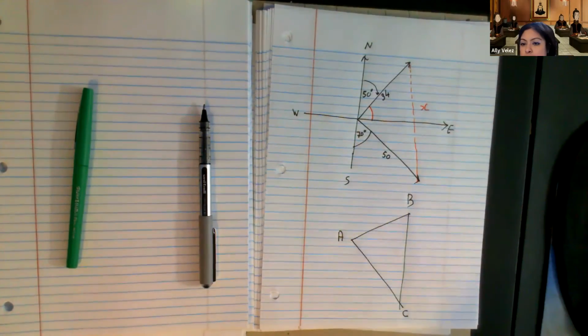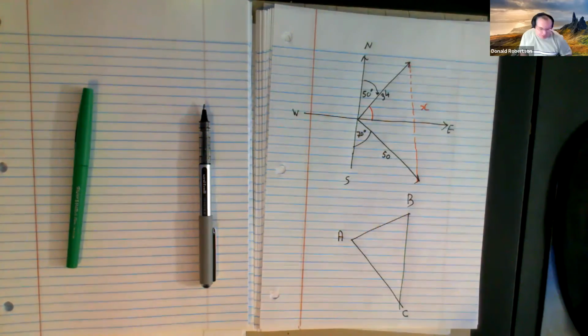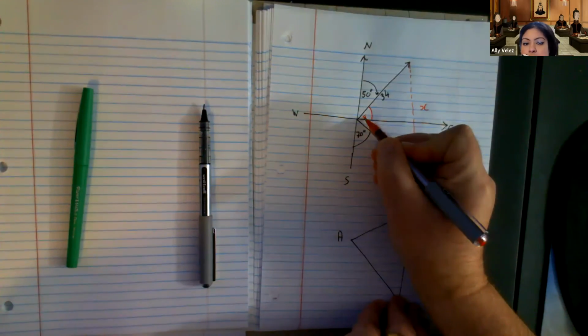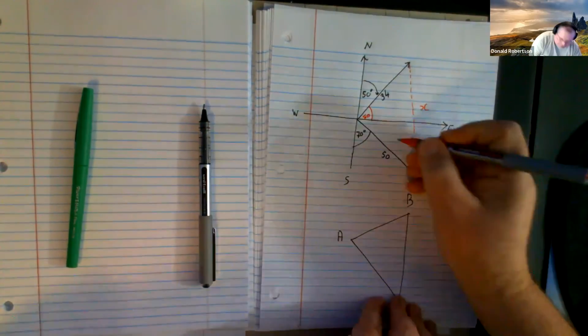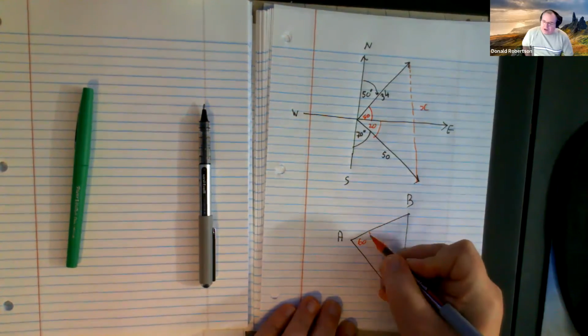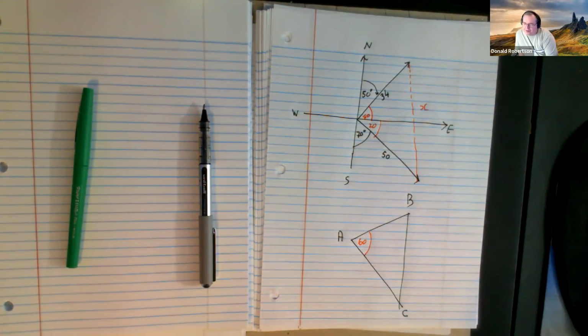40. How did you figure that out, Ali? Because you're right. 90 degrees minus 50. Same argument, would you agree that's 20? So doesn't that make this 60? Do you see how we had to fight a little bit for that angle? It wasn't like it was handed to you on a plate.